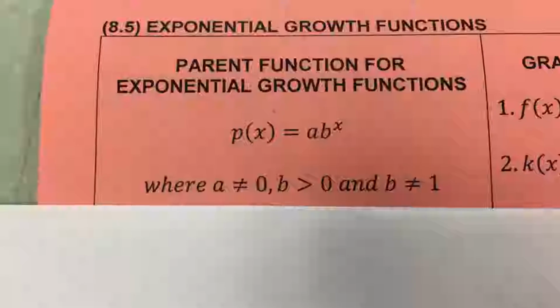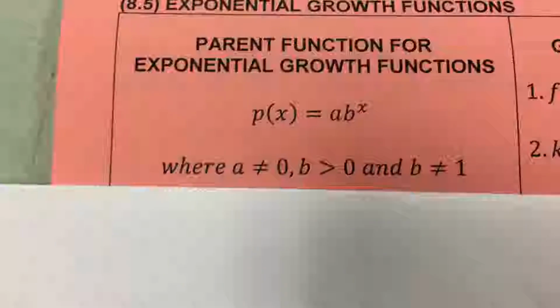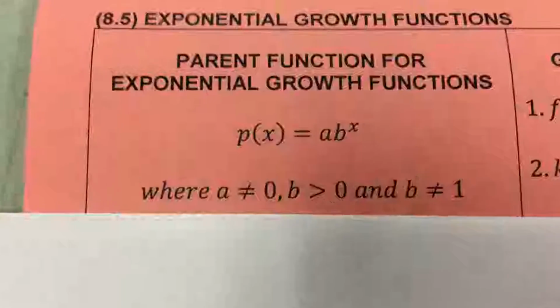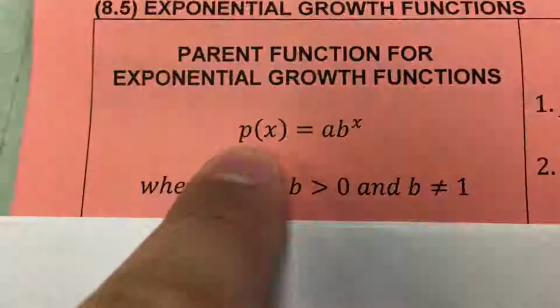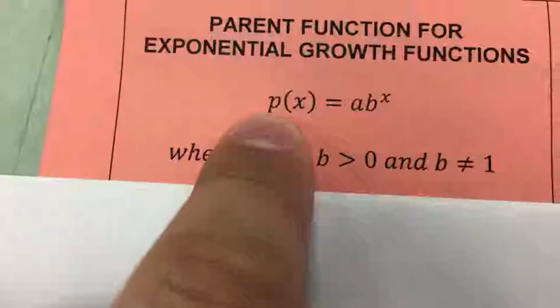It says p of x equals a b to the x. We remember function notation, so we have x and y: x is the input, y is the output. Normally we'd see f of x or something else, but p stands for parent function, the most generic version of the function. As we change x, it changes what we get out of it. We change x a whole bunch and get new y's, and p of x stands for y, or the output.